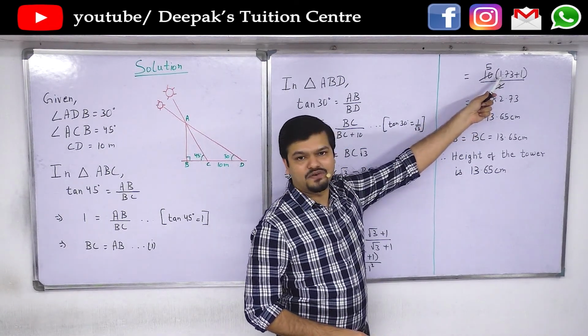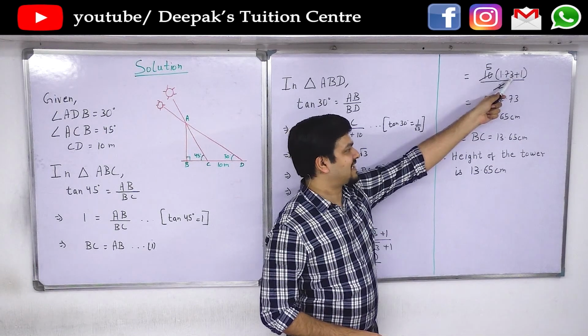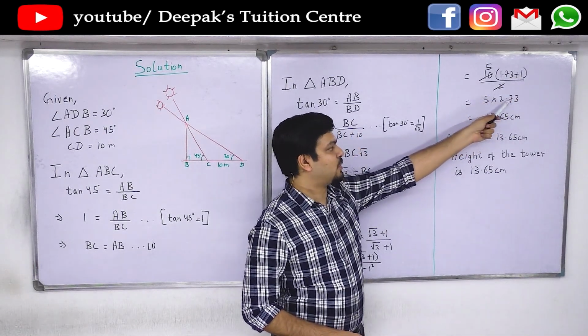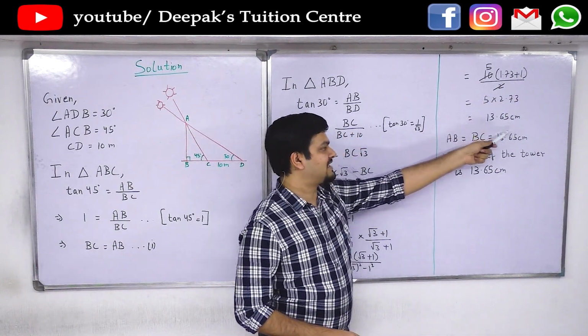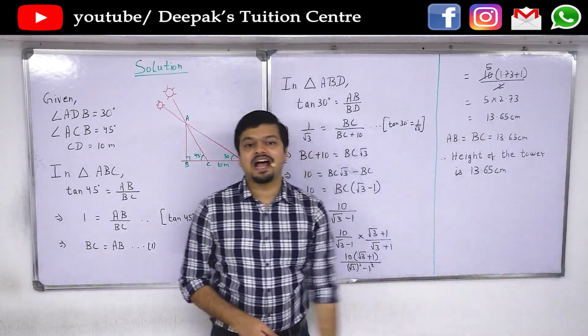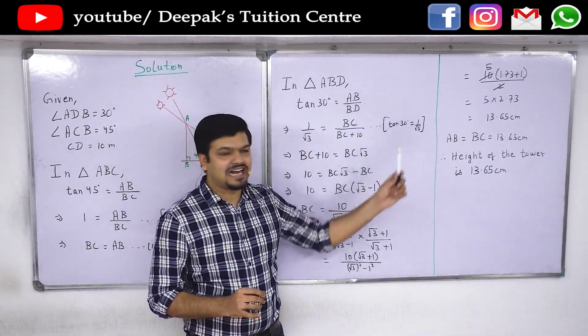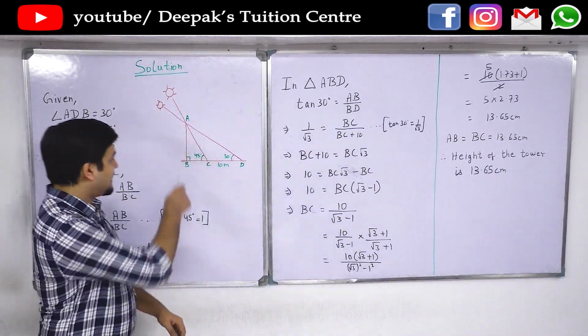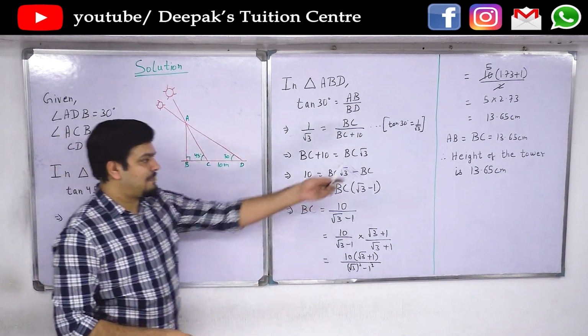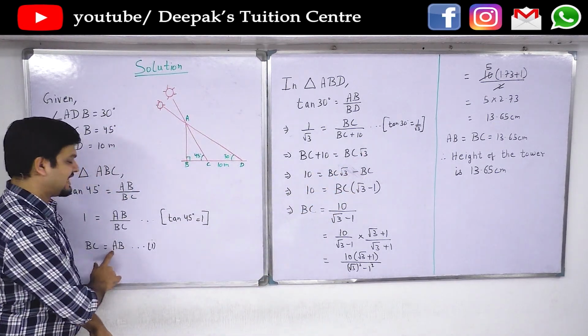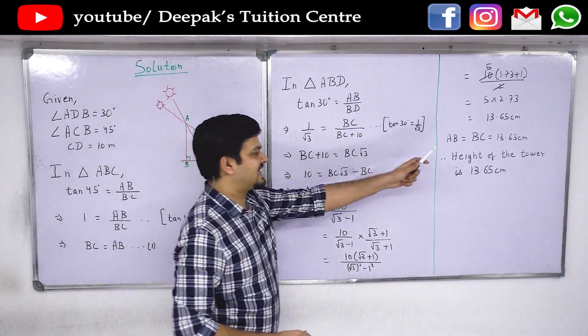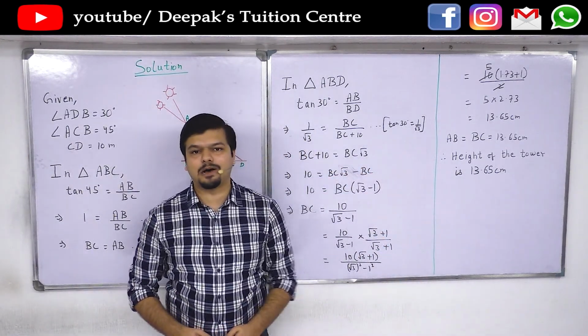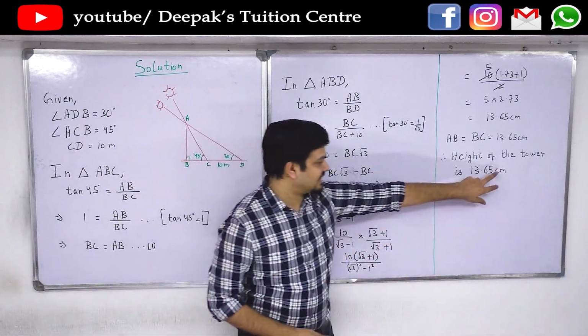And we put the value of root 3. So root 3 is 1.73 plus 1, that is 2.73. So 5 into 2.73 is 13.65. I was asked to calculate the height of the tower, and the height of the tower is AB. So AB, which is obviously equal to BC, is equal to 13.65. Therefore the height of the tower is 13.65 meters.